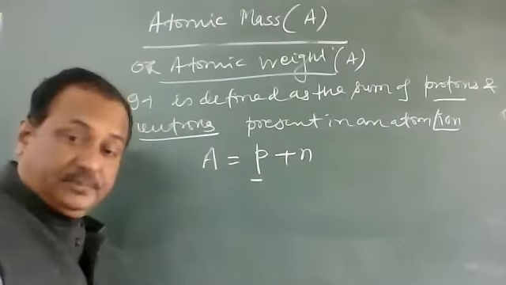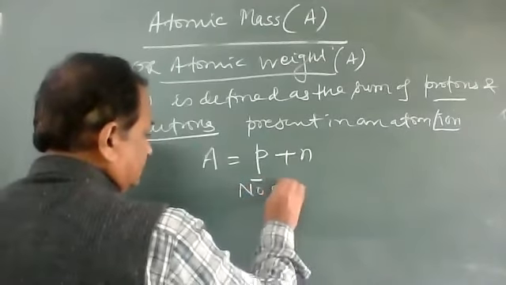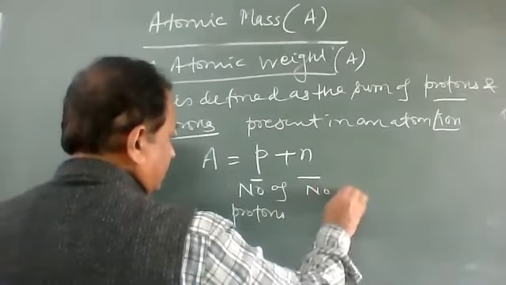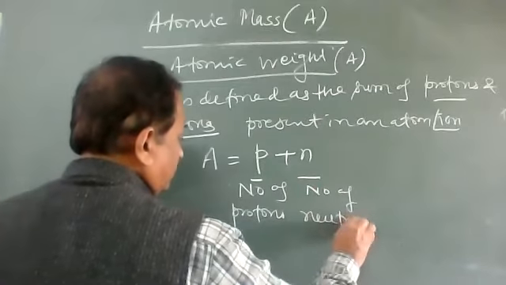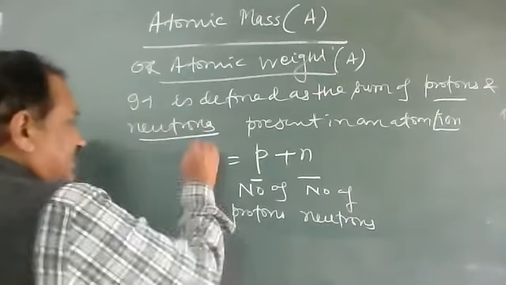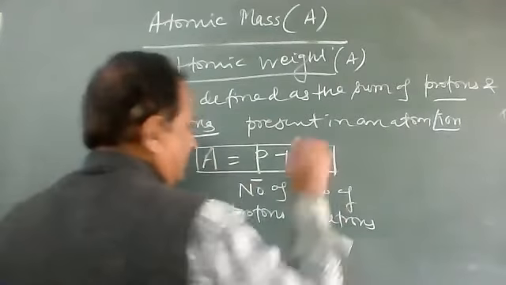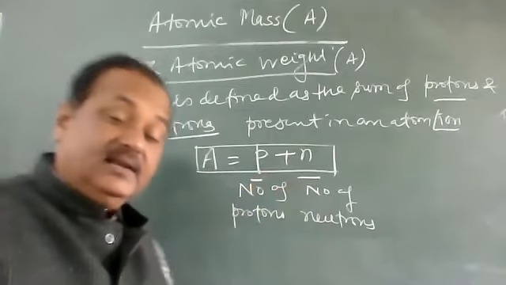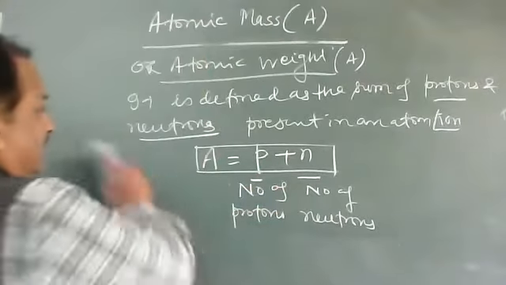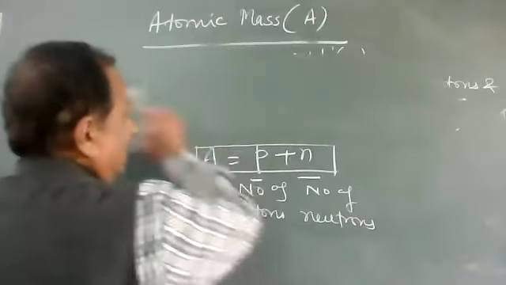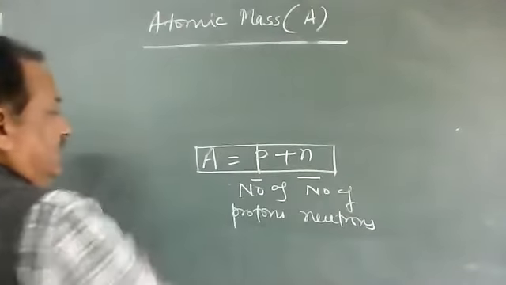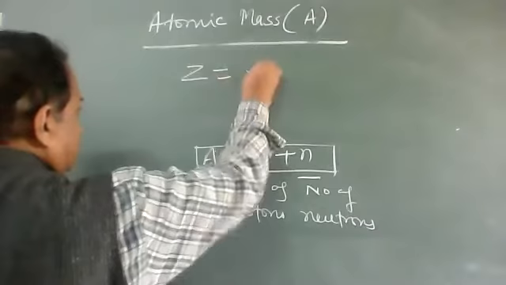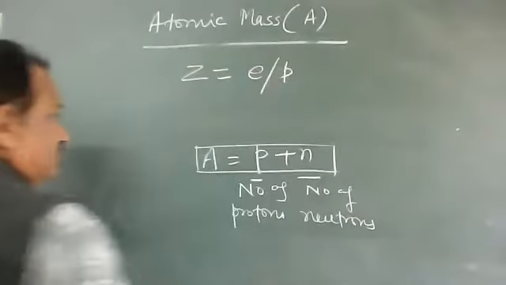This is the number of protons, and this is the number of neutrons. This is a very important formula to keep in mind: A is equal to P plus N. Now we will relate it with the other formula, that Z is equal to electrons, or Z is equal to protons.